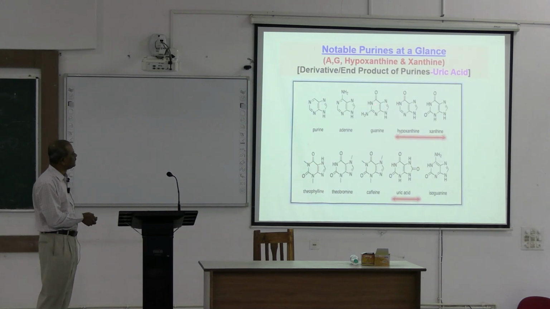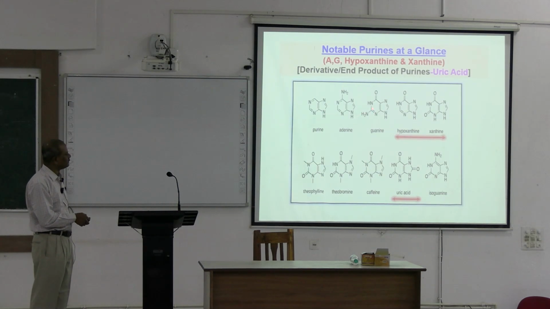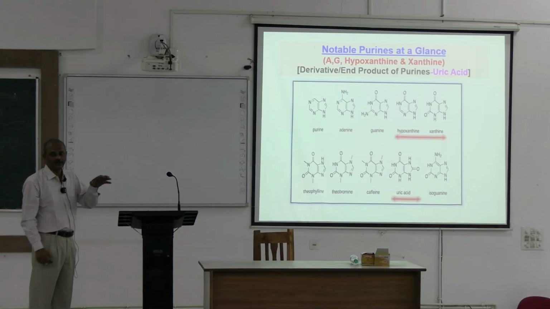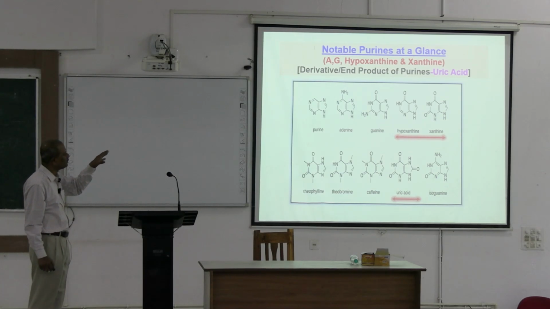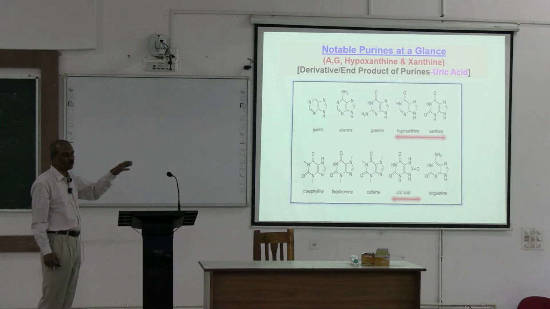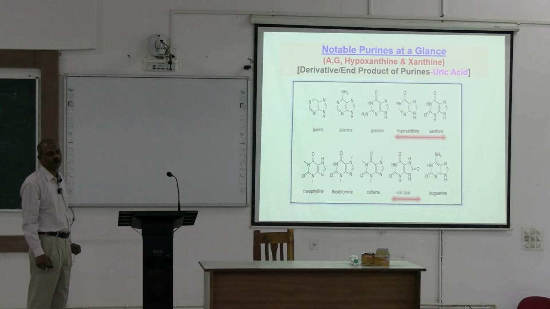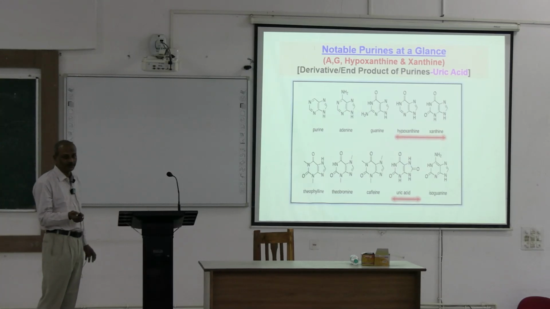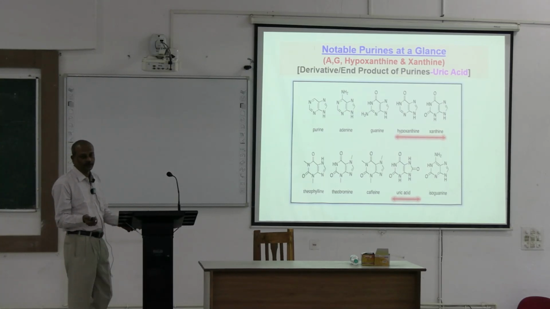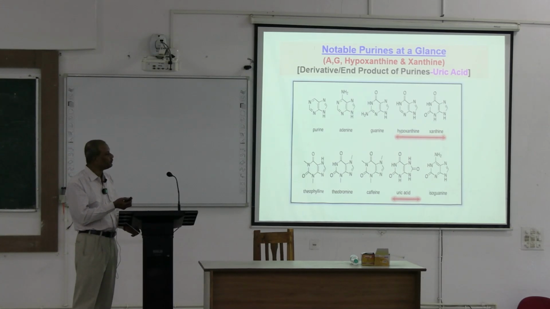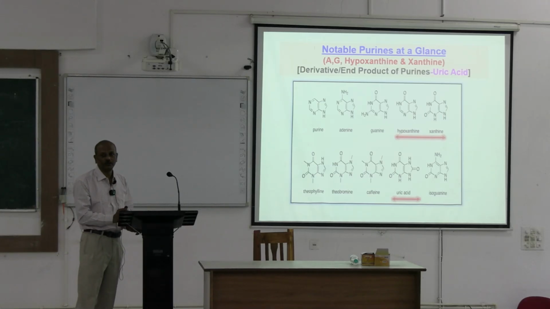Now notable purines, we know adenine, guanine, there is no doubt about it. But hypoxanthine and xanthine are also a part of purine, because they are produced as a breakdown product of purine metabolism. And uric acid is the end product of purine metabolism, and that is the derivative of purine.